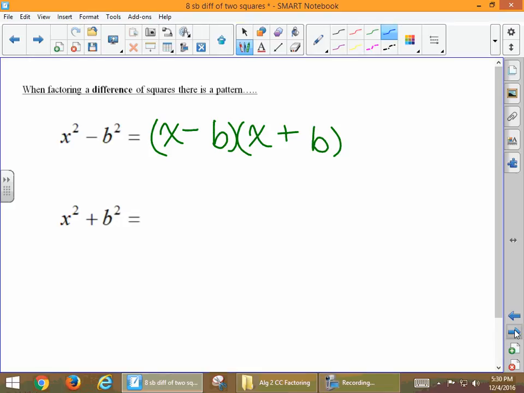x squared plus b squared? Well, there's a plus in here. There is no subtraction, and difference means subtraction. So this one is prime. And we saw a prime on one of our worksheets we did last week.